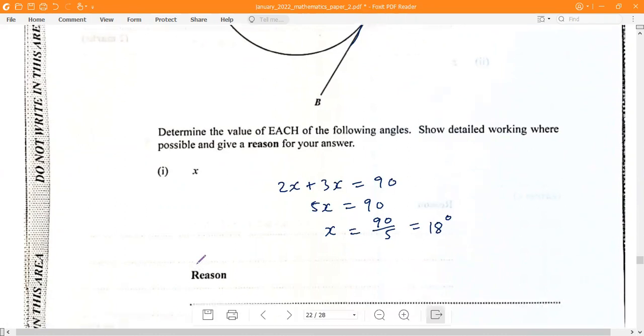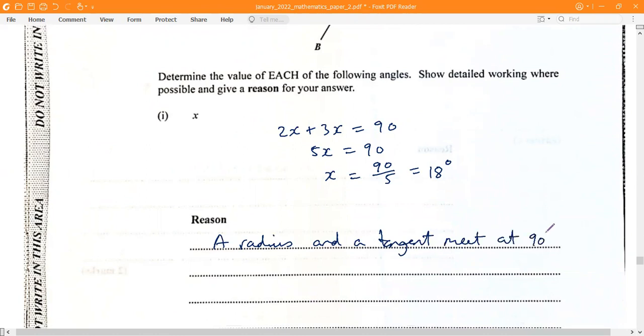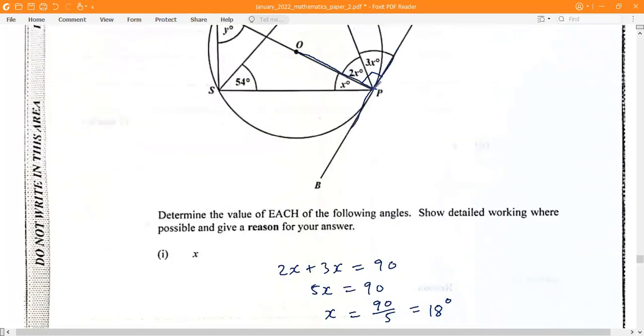The reason is a radius and a tangent meet at 90 degrees at the point of tangency. And the point of tangency is where the tangent touches the circle.